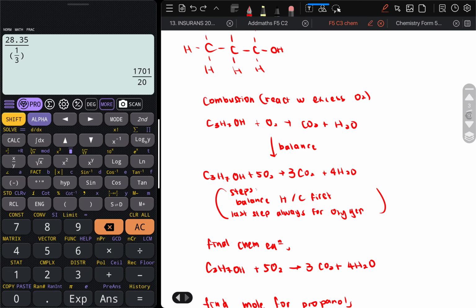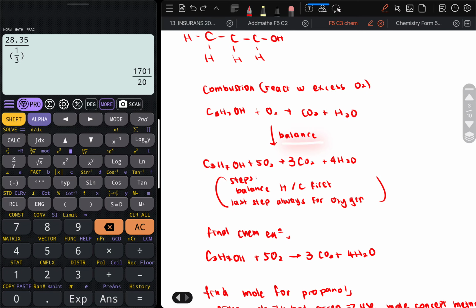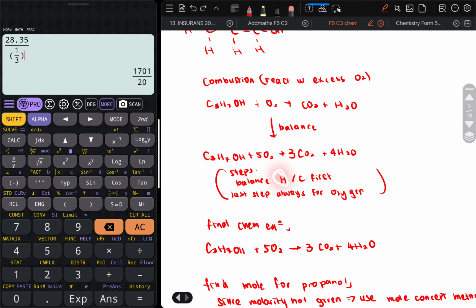Okay. So besides going on to this question, next step is to balance. So you have this as your final answer lah. The step is you either balance H or C first.